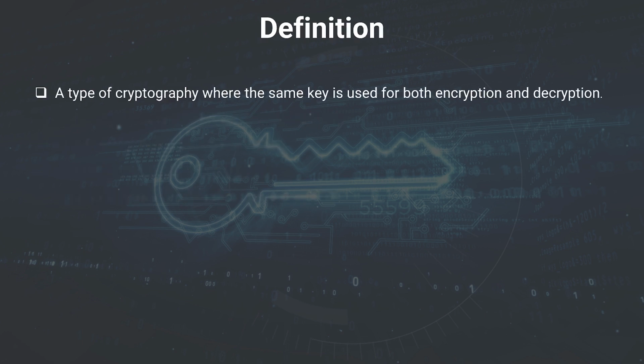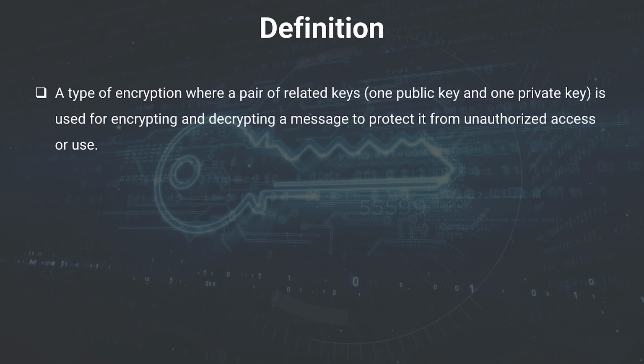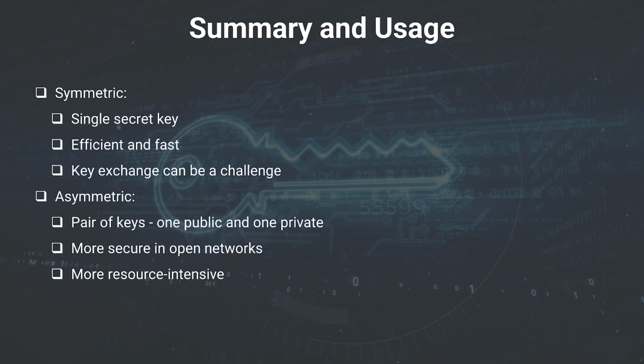Module 2 dives into the two main types of cryptography, symmetric and asymmetric. We'll compare and contrast these methods, discussing their principles, strengths, and weaknesses. You'll understand how symmetric cryptography uses a single key for both encryption and decryption, making it fast but less secure for certain applications, and conversely, how asymmetric cryptography uses a pair of keys, enhancing security but at the cost of speed. We'll also explore real-world use cases for each, preparing you to choose the right approach for different scenarios.